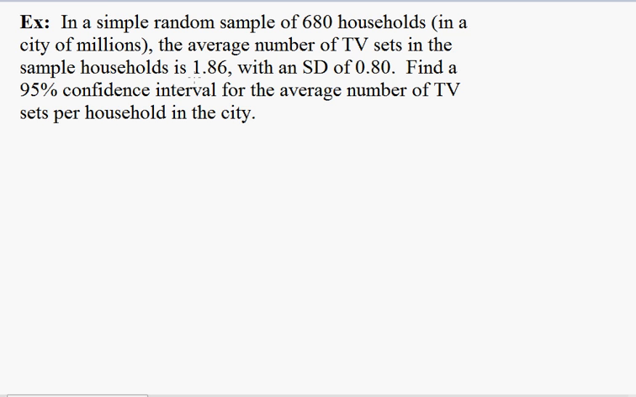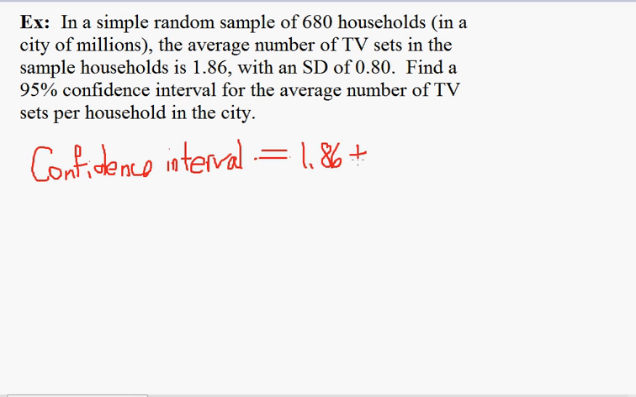So what we have here is the sample average of 1.86, and so our confidence interval will be centered on that sample average of 1.86. That's our best guess for the average for the city. Now clearly that's not exactly correct, but it is our best guess, so 1.86, then plus or minus some tolerance, plus or minus a standard error.